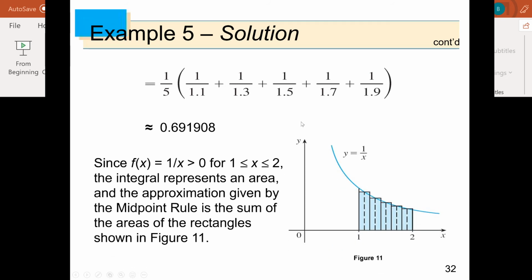And again, here's the curve. It's a declining curve, so this one goes all the way from 1 to 2. So using the midpoint rule, we can find the area under the curve.